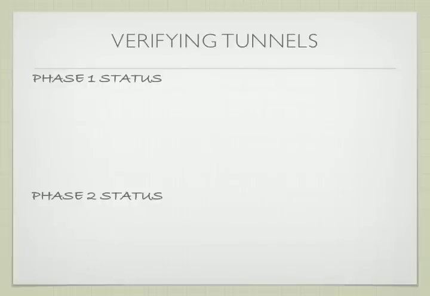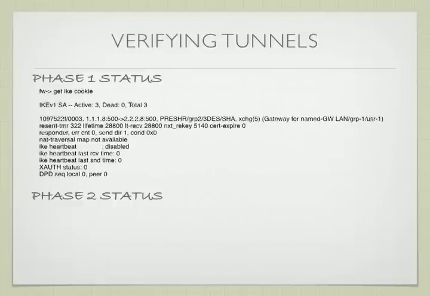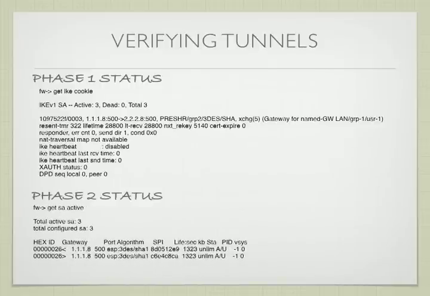So if you want to verify the tunnels, get ike cookie will show the status of your phase 1 negotiations. It returns back the names of the gateways that are currently accepting traffic, have been up and negotiated, and gives you the current status of that. And to get the status of your phase 2, you're going to use the get sa active one. So in this case, we return back 2 security associations listing there out of the 3 that are listed on the device.